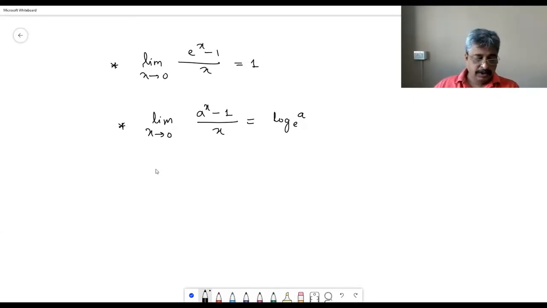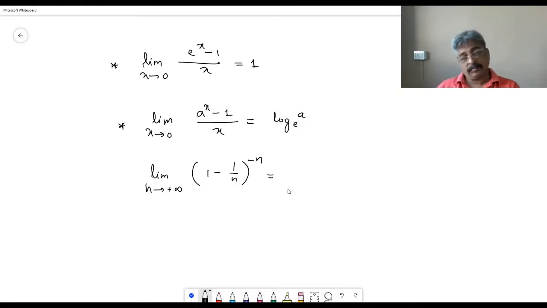Now find out this. The limit as n tends to plus infinity of (1 minus 1 upon n) raised to minus n. I think we have done it somewhere in the process, but you establish this. I think we did it yesterday. This is also equal to e.